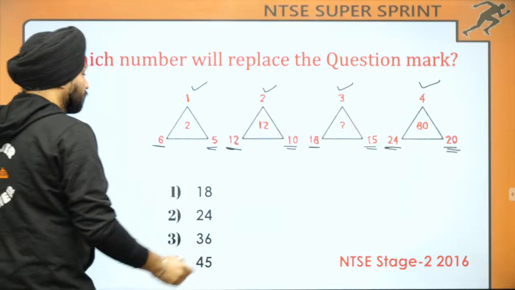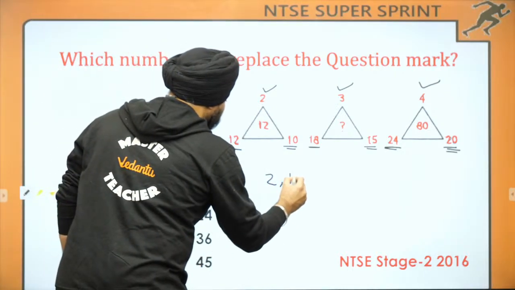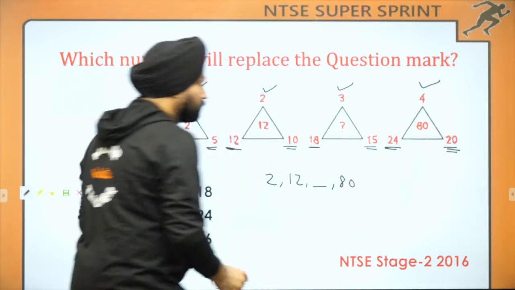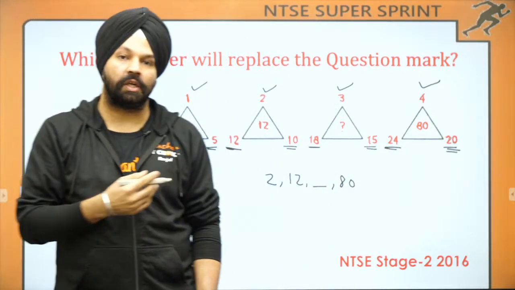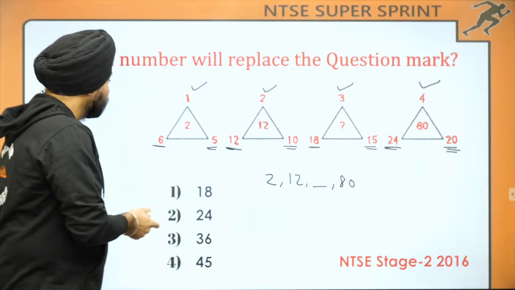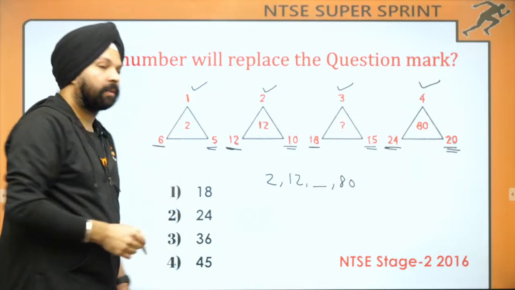Now, which numbers are there? Well, the numbers are 2, 12, dash, and 80. So this is the first generalization in concern to this question. But it could be a case that this 2 is connected to the peripheral numbers.